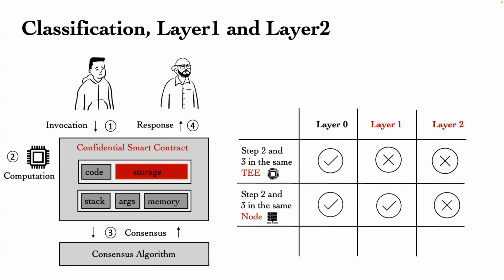For layer 1 solutions, all the operations are operated within the same TE, whereas for the layer 2 solutions, step 2 and step 3 are separate but still within the same node.